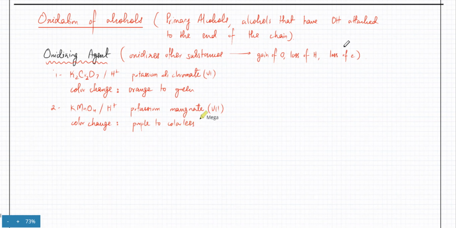So I'm going to just repeat: to oxidize an alcohol, you need two substances, either of the two. It's either the oxidizing agent K2Cr2O7, potassium dichromate 6, or potassium manganate 7, and you should remember the color change. Plus, one other thing needs to happen, which is reflux.